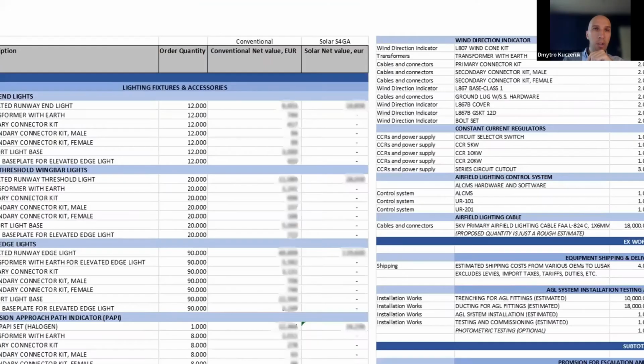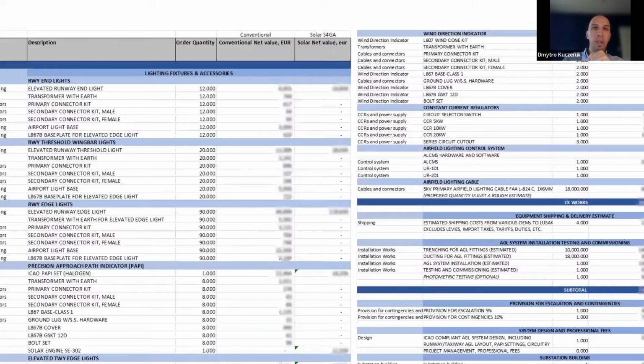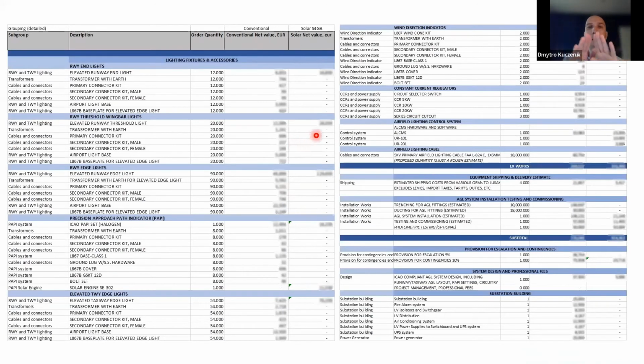As you can see right here, we have a conventional value and a solar value of the system. This way we can very transparently show the customer where they save money on solar and how much money they save. A majority of the savings are generated by the lack of power supply infrastructure. That includes constant current regulators, transformers, cables, and another major part of the cost savings is the complex installation job.